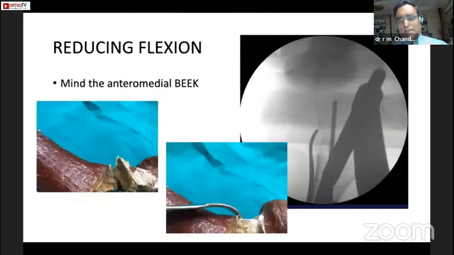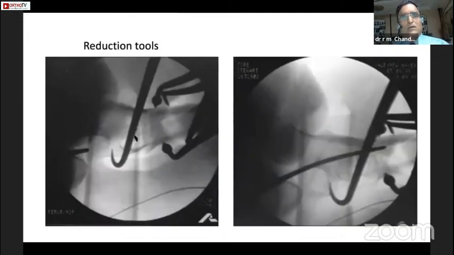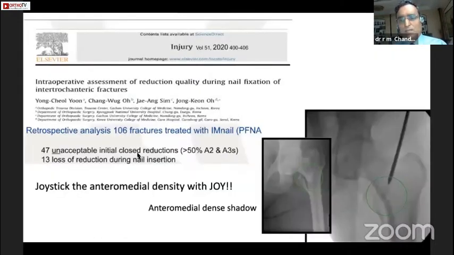The reamer should get the right entry, and we use an anteromedial beak. Sorry for the spelling mistake. This beak has to be kept reduced. This is how the anterior lever reduces the beak, and this is the sag, which is corrected by the lifting up approach and various reduction tools to help correct the entry point.